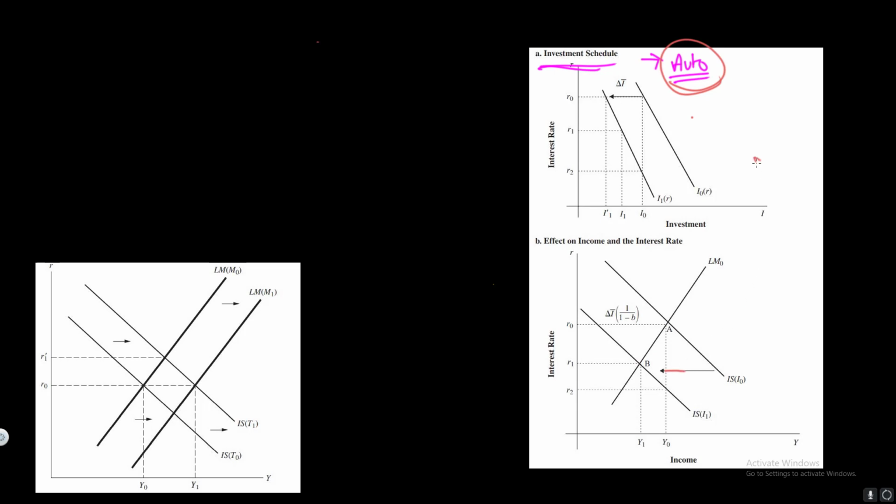When the increase in autonomous investment takes place, our IS curve shifts to the left, and therefore our income decreases. Why does that happen? We know when the autonomous investment increases, your interest rate is going to drop, or when the autonomous investment decreases, the interest rate would increase. Now why is that happening? The relationship is very simple and very straightforward.